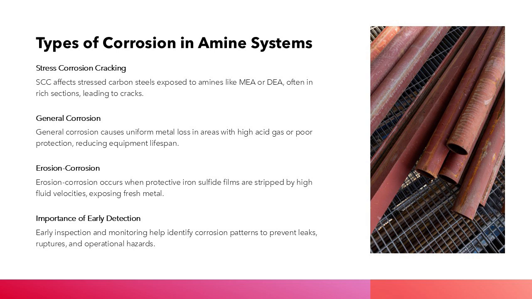General corrosion is common in areas with high acid gas content or inadequate protective measures, leading to uniform metal loss and reduced equipment life. Erosion corrosion occurs where protective iron sulfide films formed by H2S are stripped away by high fluid velocities, exposing fresh metal surfaces to aggressive environments. These manifestations can lead to leaks, equipment rupture, and significant operational hazards. Identifying these patterns early through inspection and monitoring is crucial for preventing catastrophic failures and ensuring safe operation.